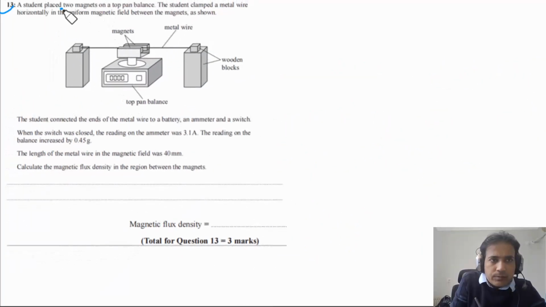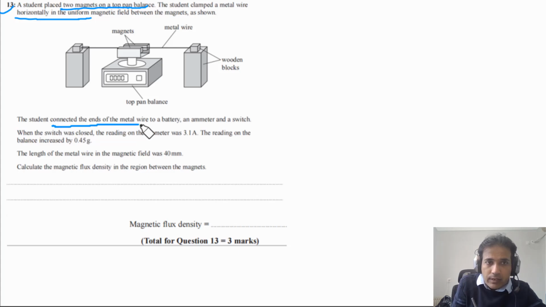Question 13 says the student placed two magnets on a top pan balance. The student clamped a metal wire horizontally in the uniform magnetic field between the magnets as shown in the figure. The student connected the ends of the metal wire to a battery, an ammeter and a switch. When the switch was closed, the reading on the ammeter was 3.1 amperes. The reading on the balance increased by 0.45 grams. The length of the metal wire in the magnetic field was 40 millimeters. Calculate the magnetic flux density in the region between the magnets.